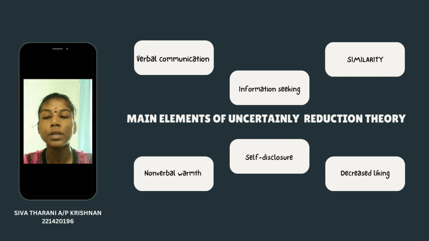When strangers first communicate with each other, the level of uncertainty decreases. As uncertainty goes down, communication continues to increase.